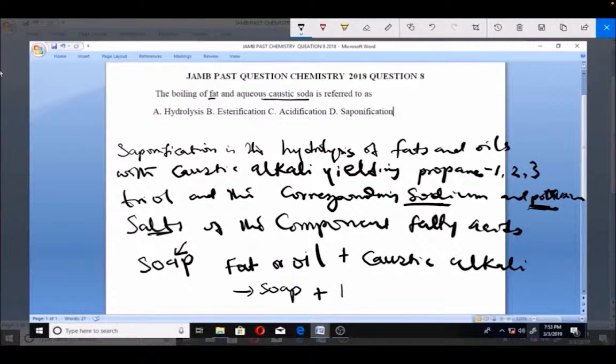Then what else do we have? We now have what we call propane-1,2,3-triol. So that's how you produce your soap. That's how soap is produced. So this is the process of soap creation, saponification. That makes the right answer to this saponification.